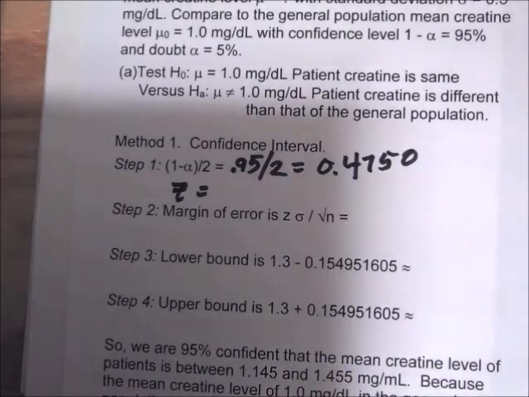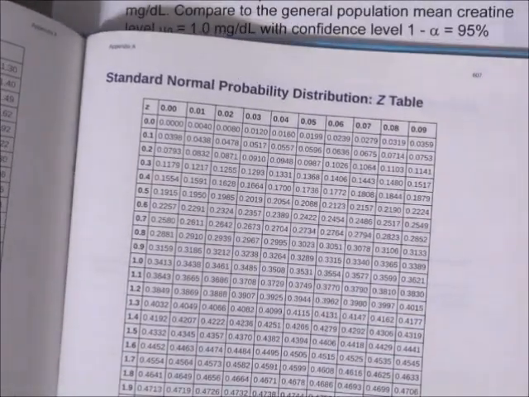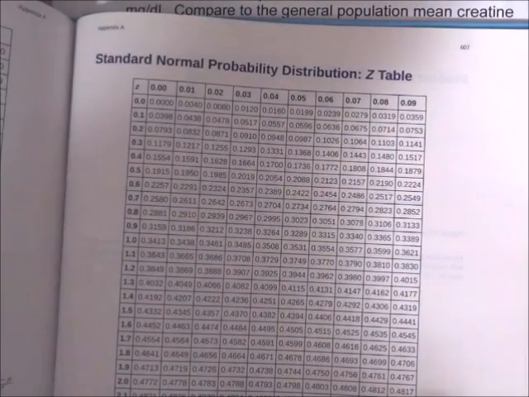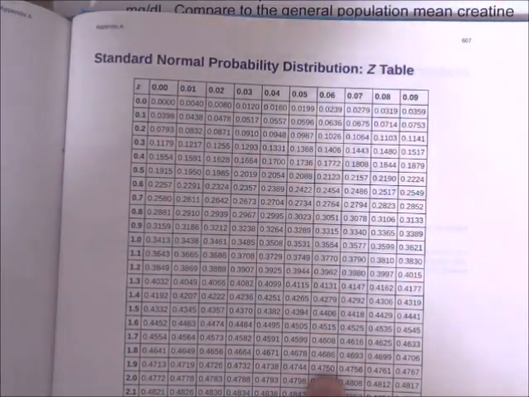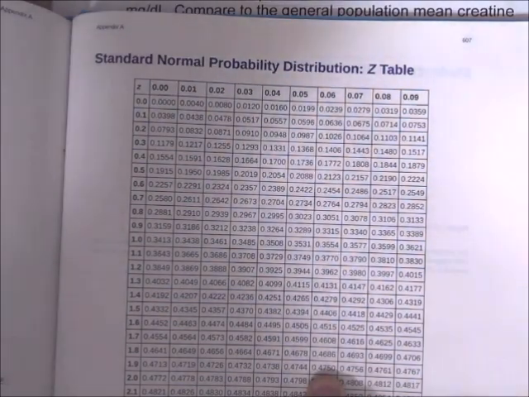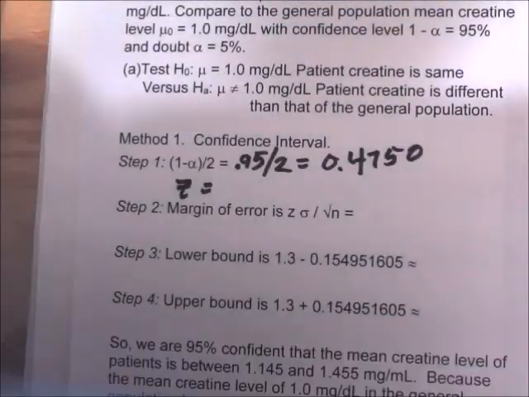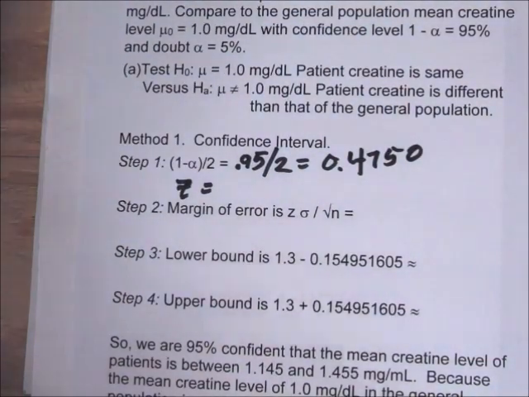So we're looking for 0.4750. We're using the table in reverse. 0.4750 is right here, in row 1.9, column 6. So the z-score is 1.96.